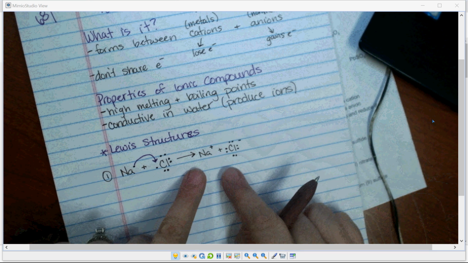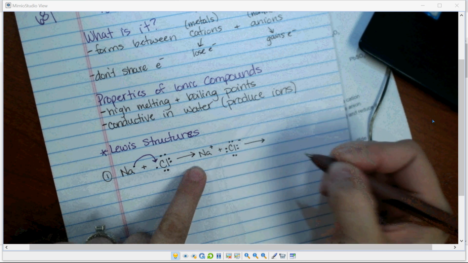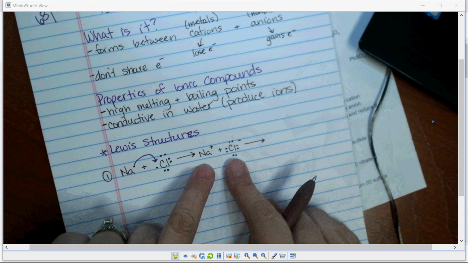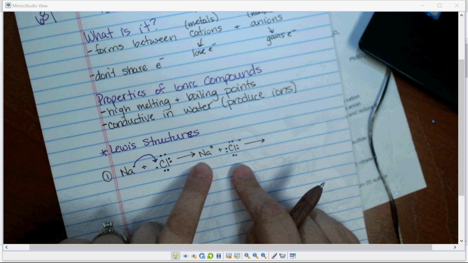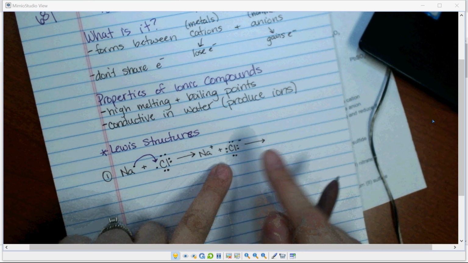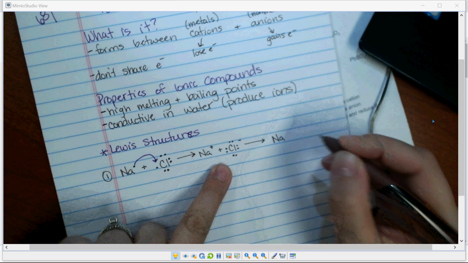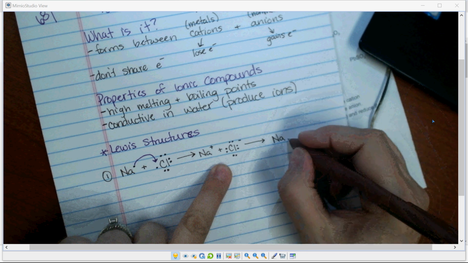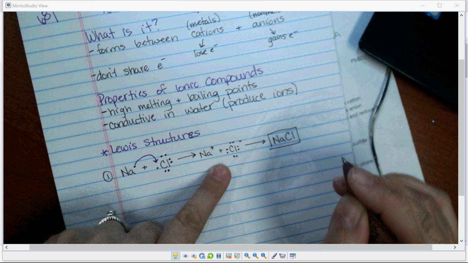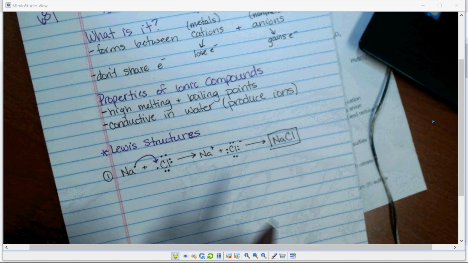And if we go one step further to show these things in a chemical formula, the ratio that they have to each other in order for everyone to be satisfied in this relationship is 1 sodium to 1 chlorine. And so that's what the subscripts tell us. So we would say Na1 and Cl1. So that is the chemical formula when sodium and chlorine form a bond.